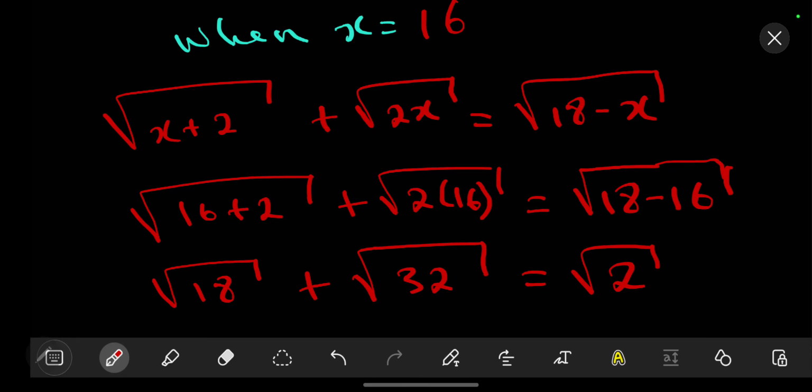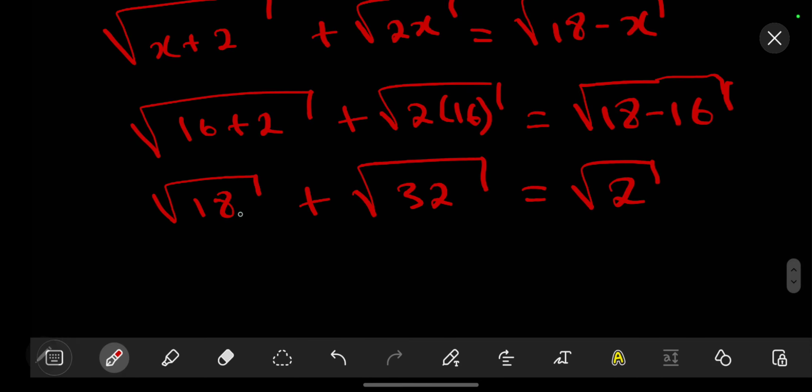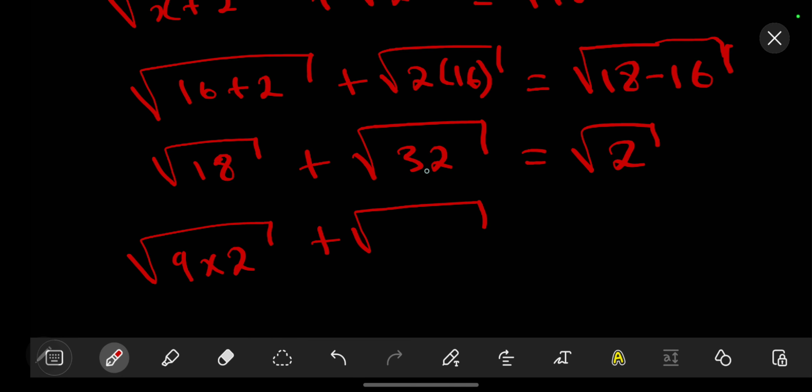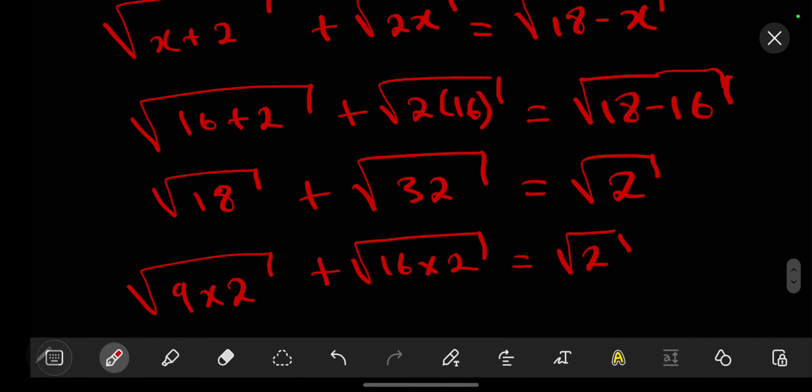So we can reduce this further by just doing what we were doing. If you haven't watched this simplification, you can just comment and I will forward the video. So we have the square root of 2 times 9. So this is the same as having 2 times 9. I prefer beginning with a perfect square. 18 is the same as 2 times 9 plus the square root of 32 is equal to the same as 16 times 2, which should be equal to the square root of 2, like that.